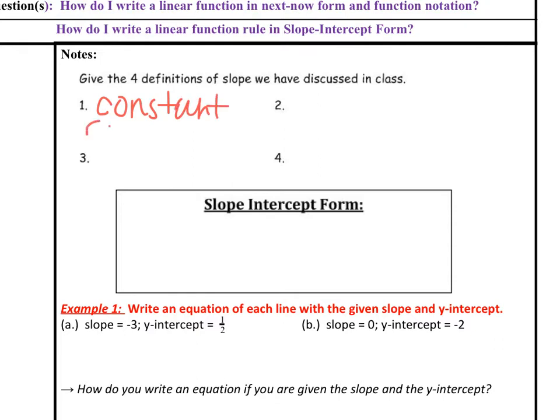We had 3 more. Think about what you just did. Whenever you did a table, what do we say for a table? Raise your hand. What do we say for a table? Change in y over change in x. This is the kind of thing I'm talking about, the fractions.